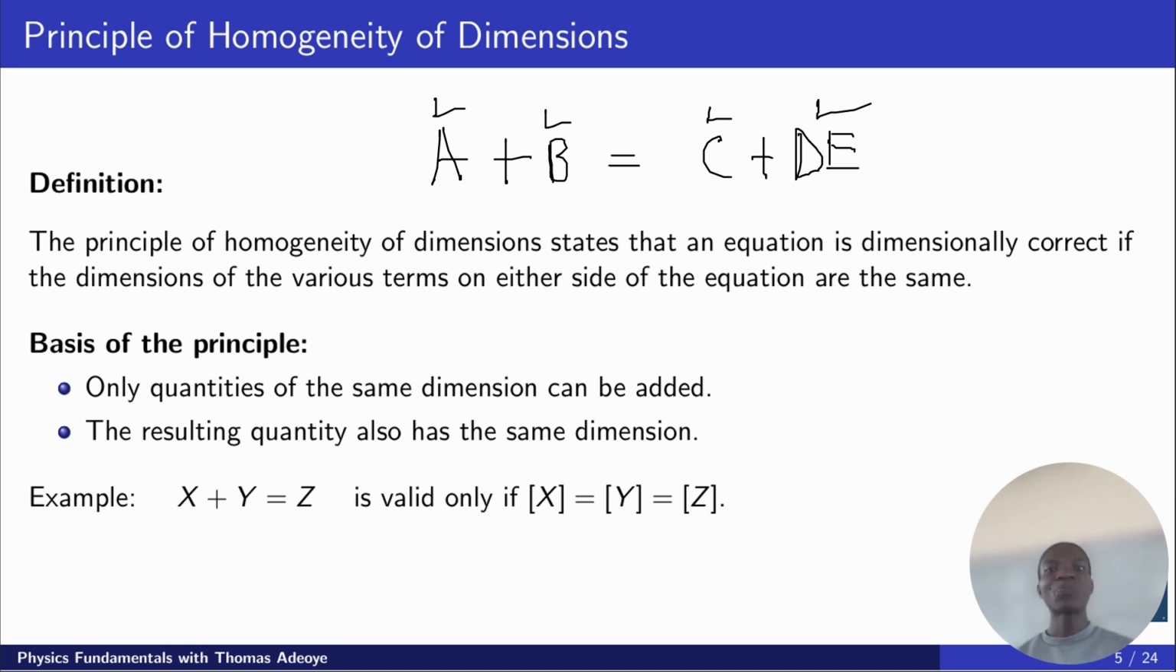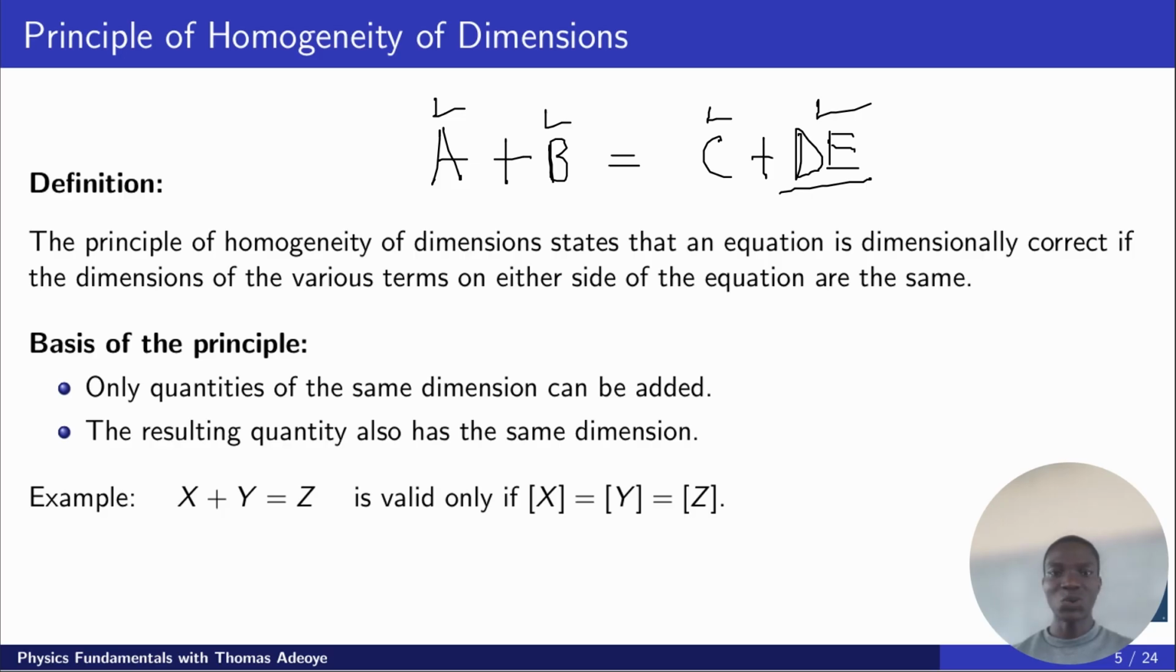So what that principle is saying is that each term must have the same dimension. That is, the dimension of A must be equal to the dimension of B. The dimension of B must be equal to the dimension of C. The dimension of C must be equal to the dimension of D E taken together. So what is the implication? What that means is that only quantities of the same dimension can be added.